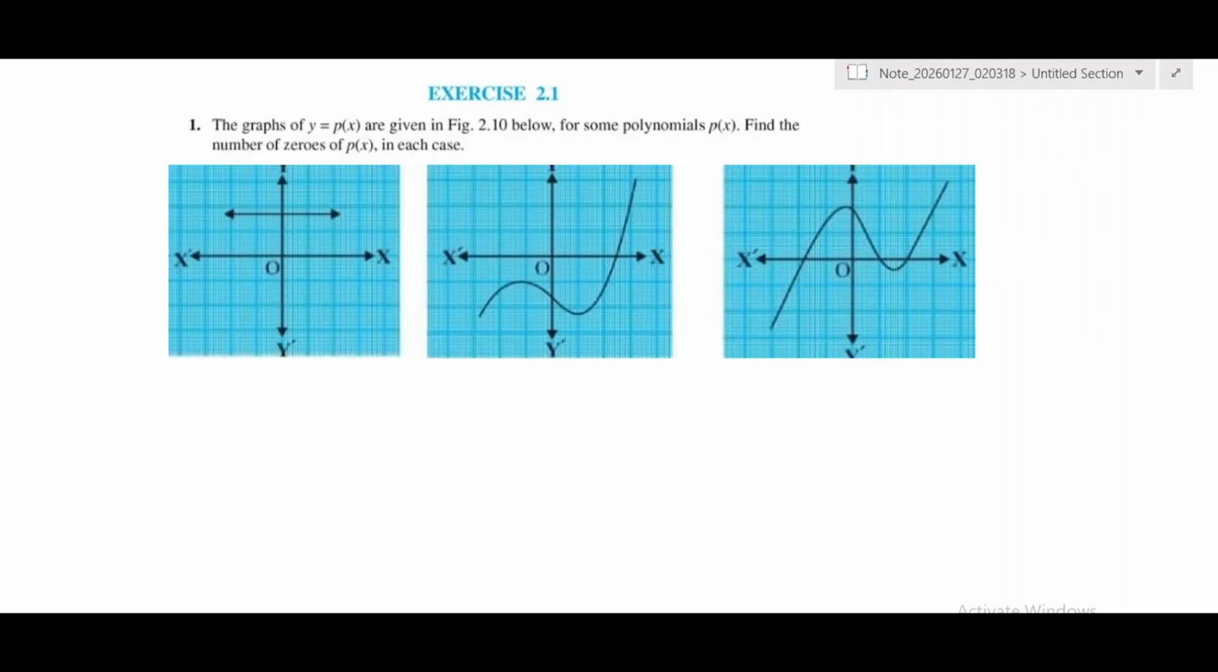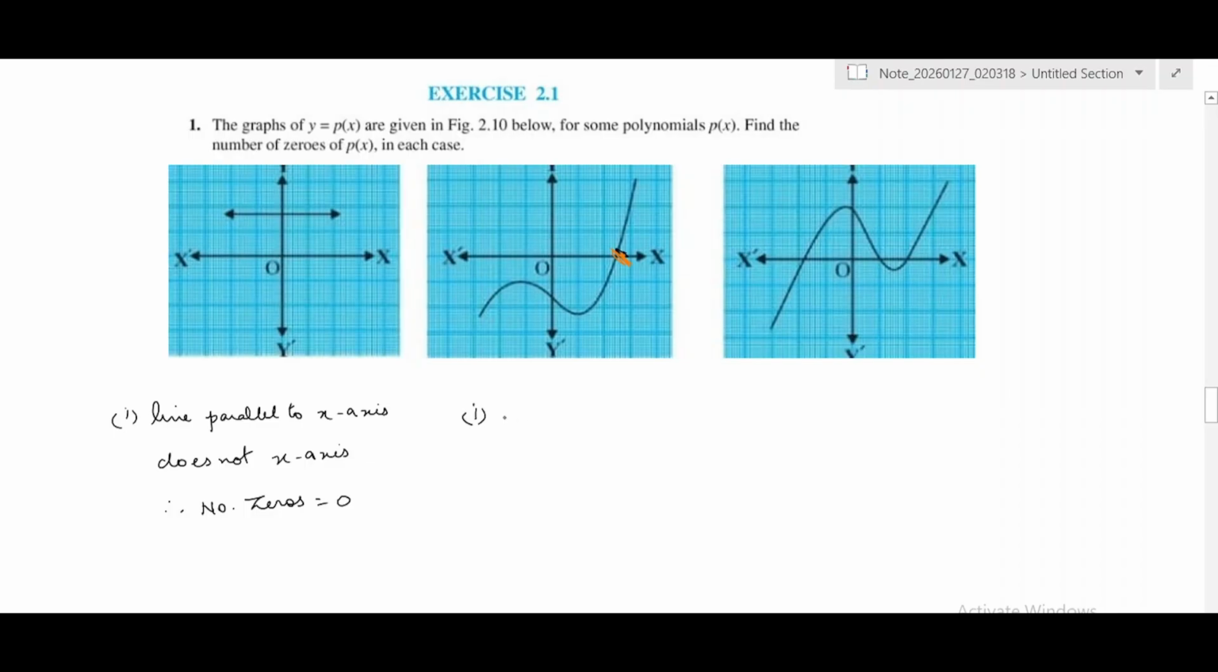Now we shall go to exercise 2.1, graphs. Here the graph y is equal to p of x is given, and a few graphs are given. We have to just write how many zeros there are in the polynomial. In the first case, the line is parallel to the x-axis. It does not touch the x-axis at all. Therefore, the number of zeros is 0. There are no zeros. In this graph, the curve touches at one point.